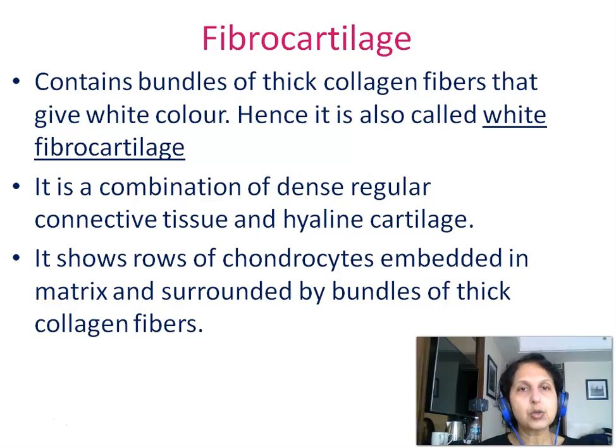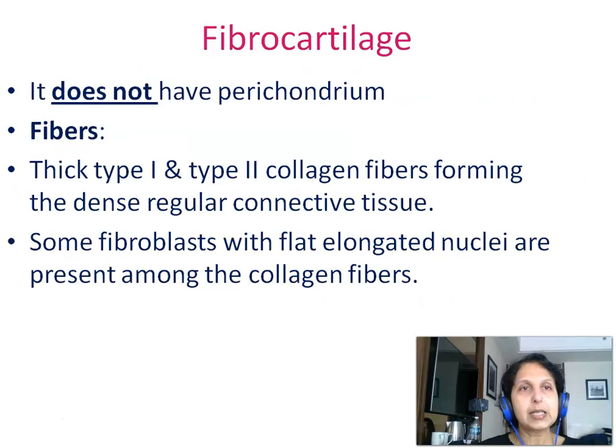It shows rows of chondrocytes embedded in the matrix and surrounded by bundles of thick collagen fibers. It does not have perichondrium. Fibers here are thick type 1 and type 2 collagen fibers forming the dense regular connective tissue. Some fibroblasts with flat elongated nuclei are present among the collagen fibers.